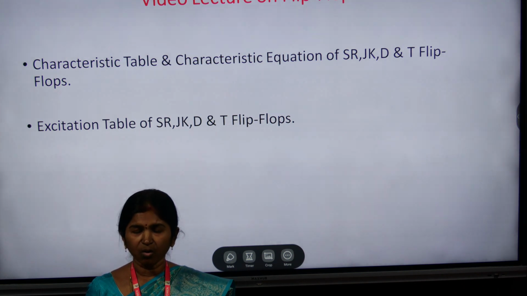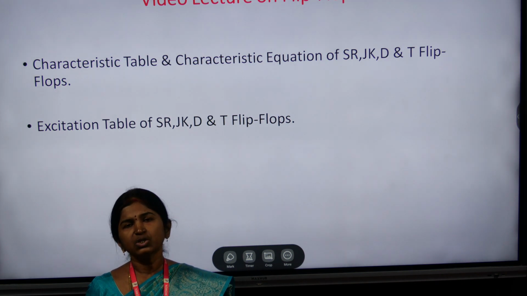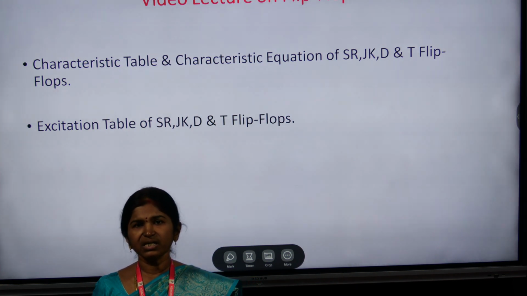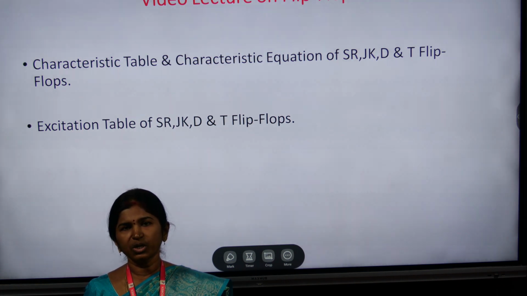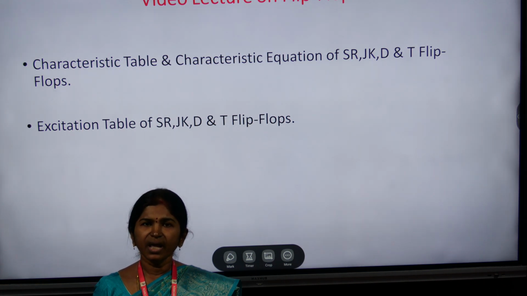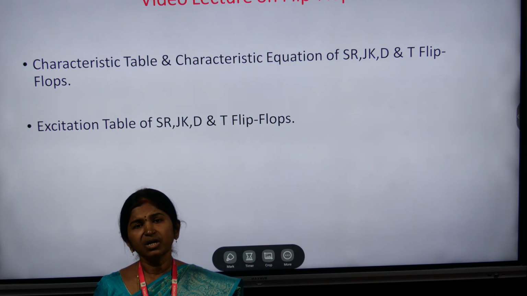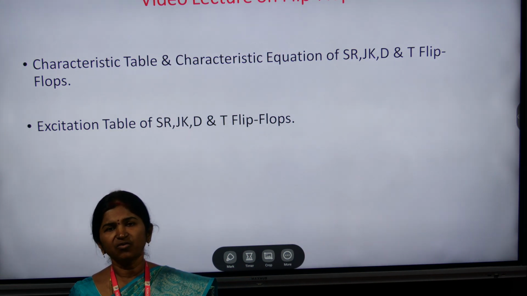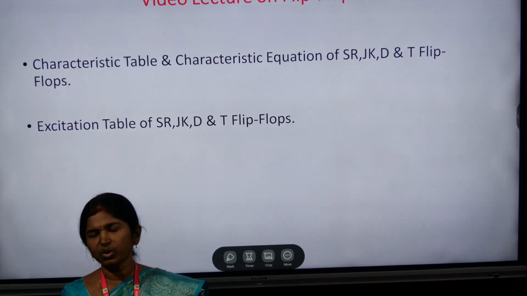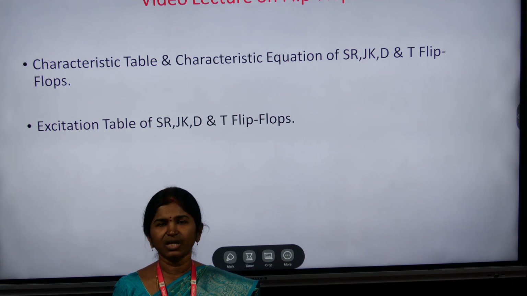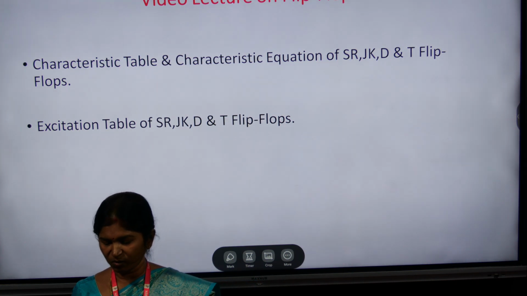Now we'll see what the characteristic equation is. We derive this characteristic equation from the characteristic table. This equation depicts the next state value by the combination of the present state as well as the flip-flop inputs. We derive this equation by considering the present state values as well as the flip-flop input values.